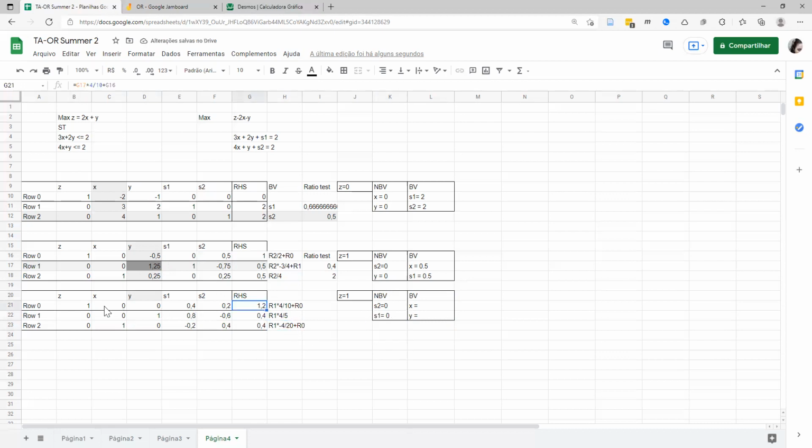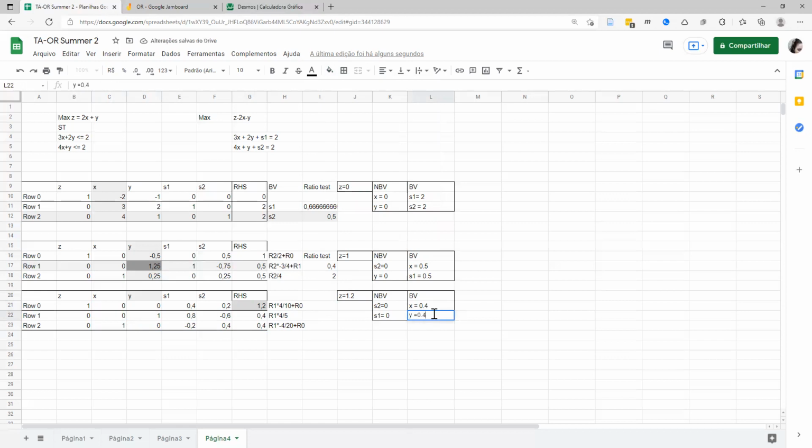Now I don't have anything here in row 0 that is negative. So that means that I've reached my optimal. So this value over here in the right-hand side that indicates the z value is going to be my optimal value. So 1.2 is my optimal value. And the values for x and y, the basic variables, are going to be 0.4 and 0.4.